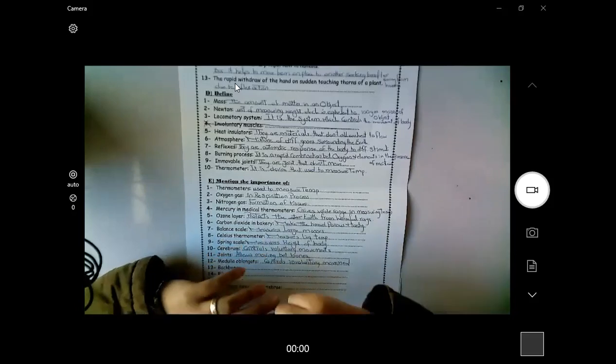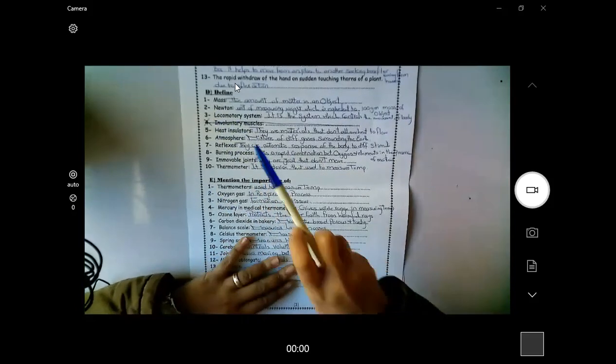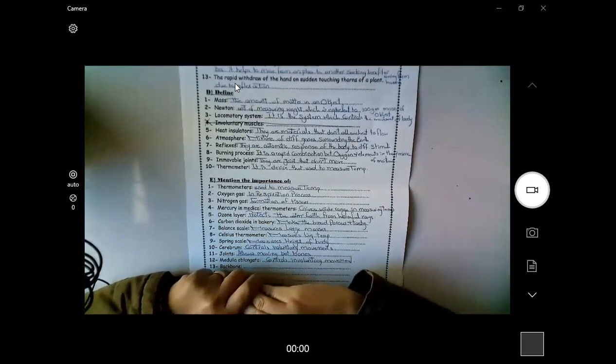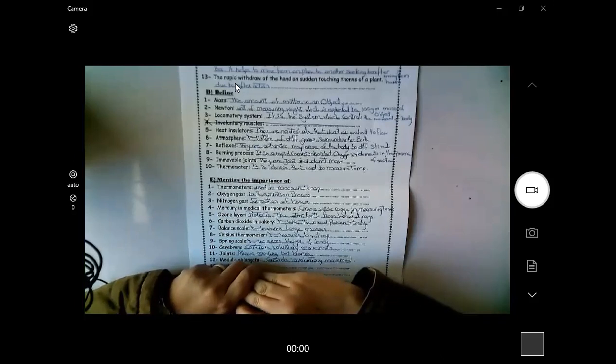Let's continue. Question number D, define mass. What is the meaning of mass? It is the amount of matter in an object. Newton, it is unit of measuring weight, which is equivalent to 100 gram mass of object. Locomotory system, it is the system which controls the movement of the body.